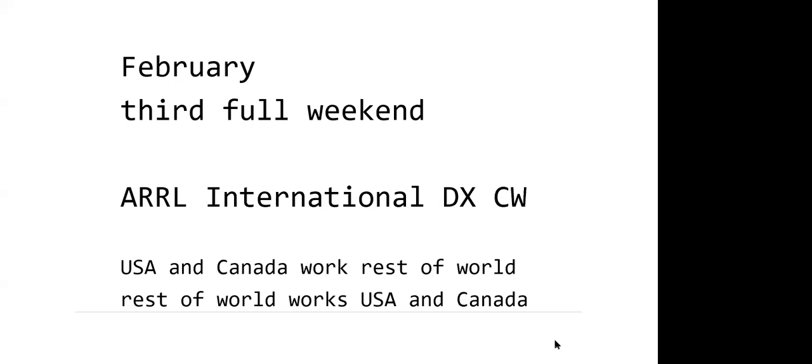While all the antenna work was going on, I was searching for an Australian station, preferably a contest superstation with a world-class operator at the controls. Where do you find a station like that? In a contest. In February, the third full weekend is the ARRL International DX CW contest.